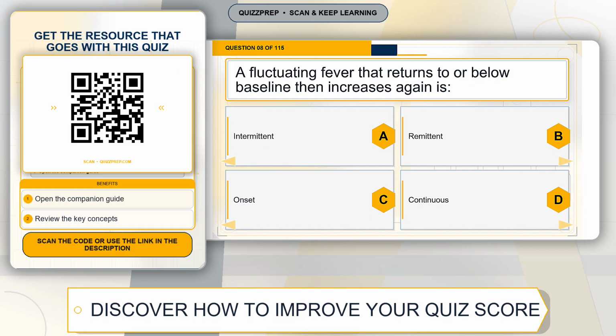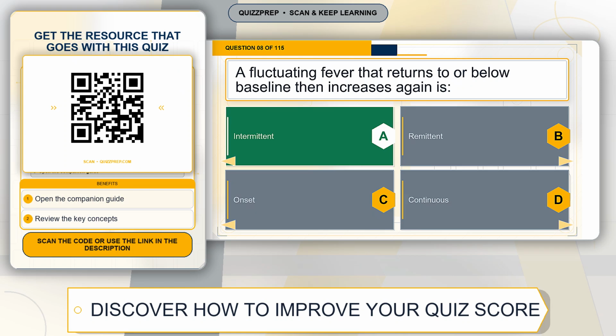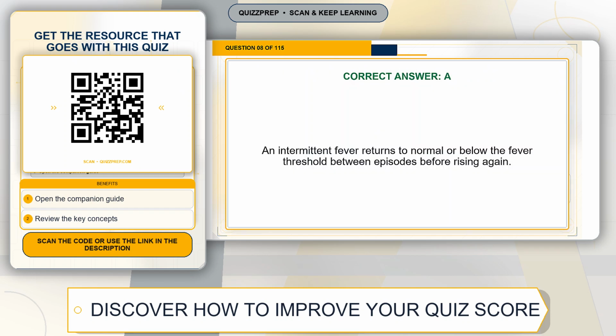Question 8. A fluctuating fever that returns to or below baseline then increases again is: Option A, intermittent. Option B, remittent. Option C, onset. Option D, continuous. The correct answer is option A, intermittent. Explanation. An intermittent fever returns to normal or below the fever threshold between episodes before rising again.